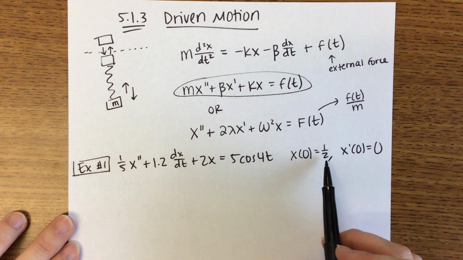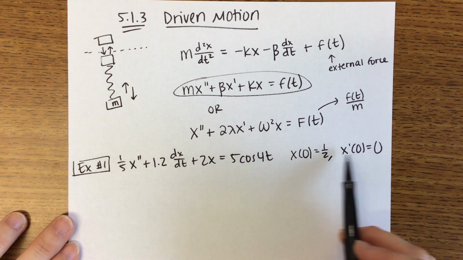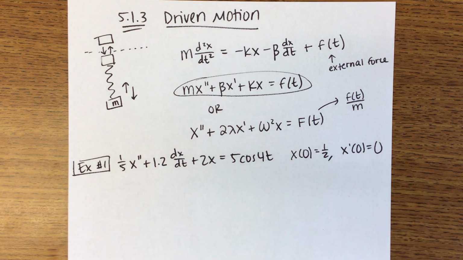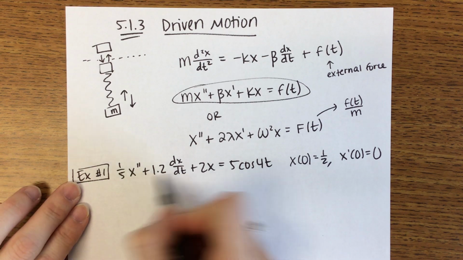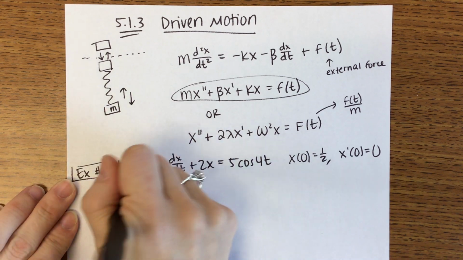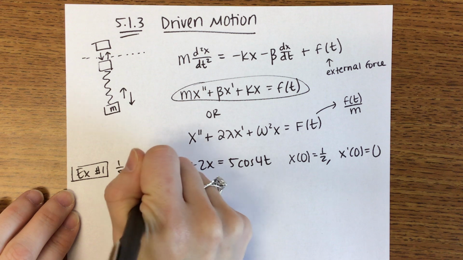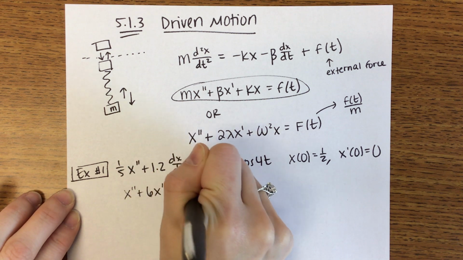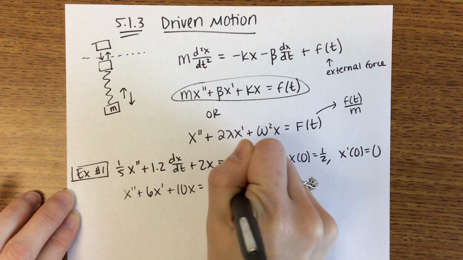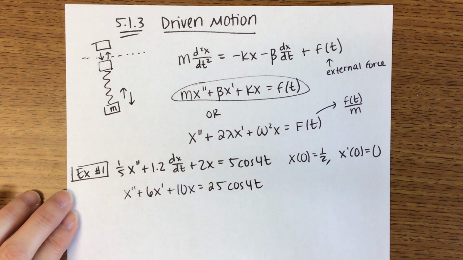X of 0 equals 1/2. Okay, so the starting position is half a unit below equilibrium. What does this represent? The x prime of 0 equals 0. Released from rest. Why is this significantly more tedious to solve than the previous 2 that we've looked at? It's non-homogeneous. Okay, we're going to start by multiplying by 5 so that we get this in standard form. So we get x double prime, add 6x prime, add 10x is equal to 25 cosine of 4t.